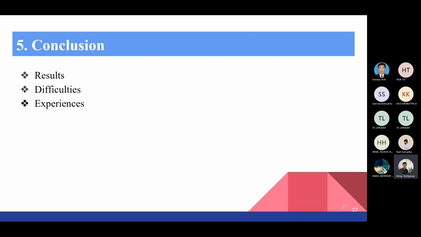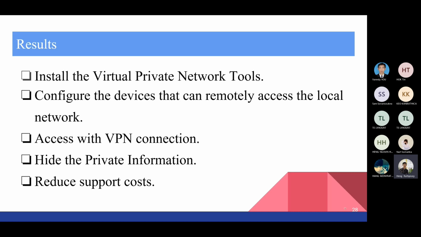On the other hand, we go into part 5 of the whole presentation, which is the conclusion. I'm going to talk about the result, difficulty, and experiences. The result: after working for 2 months on this project, I can install the virtual private network tool. We do the configuration on the device.